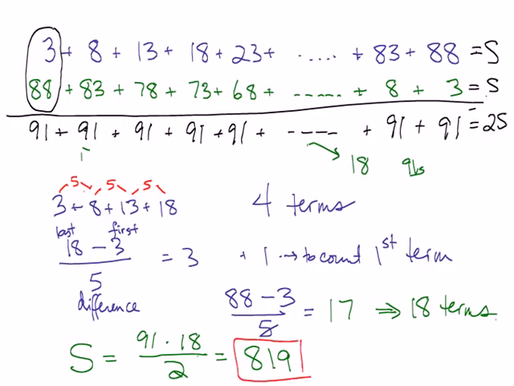Okay? So you see the general technique: I reverse the sum, add the two together, and I get a bunch of 91s. Okay? And there's 18 of them. I have to figure out how many terms are in my series. So it's the number of terms times the first item plus the last item divided by 2, the average of the first and the last item. That's interesting. So let's look at the general case.